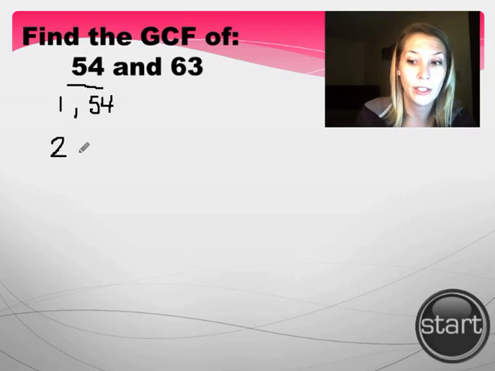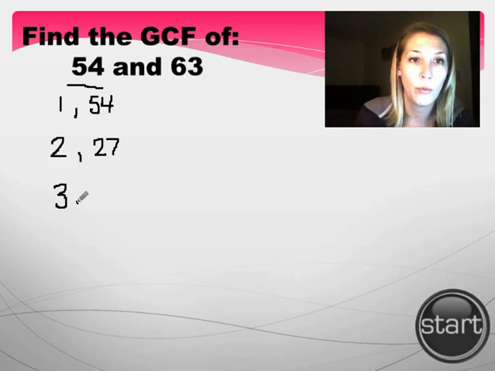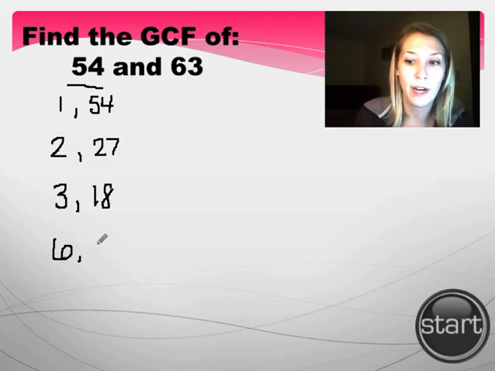54 divided by 2 is 27. 54 is also divisible by 3. When we divide 54 by 3, we get 18, so that's another factor. And 54 is also divisible by 6. 54 divided by 6 equals 9. And those are all of the factors of 54.